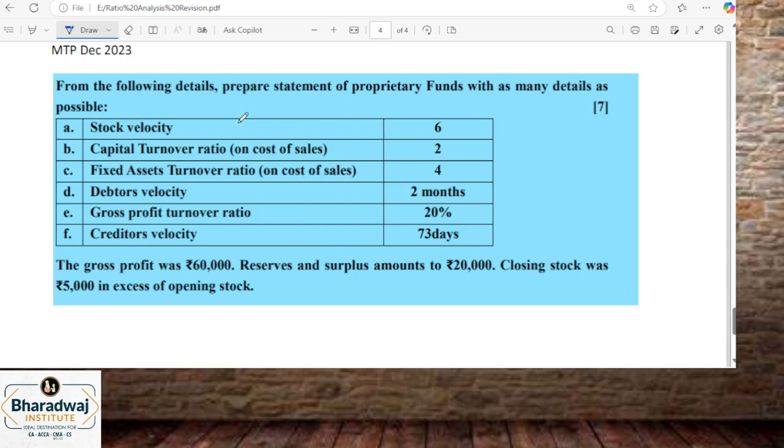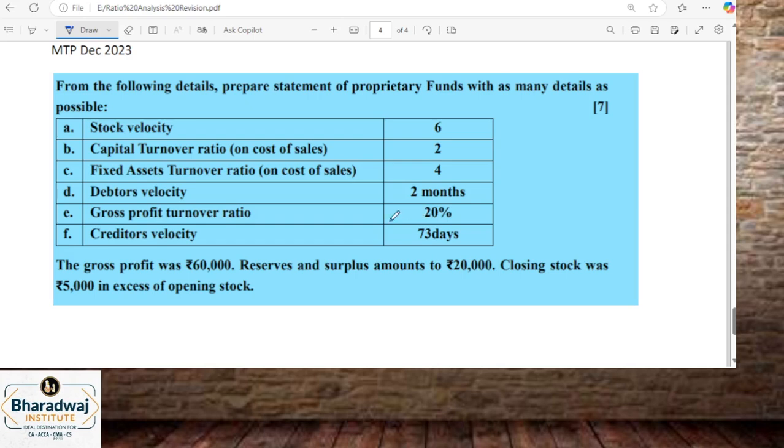Stock velocity, or stock turnover, they have given as 6 times. It is not 6 months. So they refer to the stock turnover ratio. The question refers to which one? Stock turnover ratio, capital turnover ratio on cost of sales, fixed asset turnover ratio on cost of sales. Debtors velocity is given as 2 months, so they have expressed it monthly.